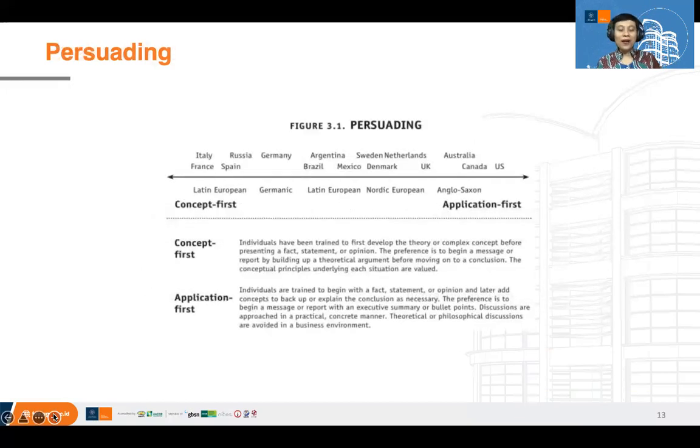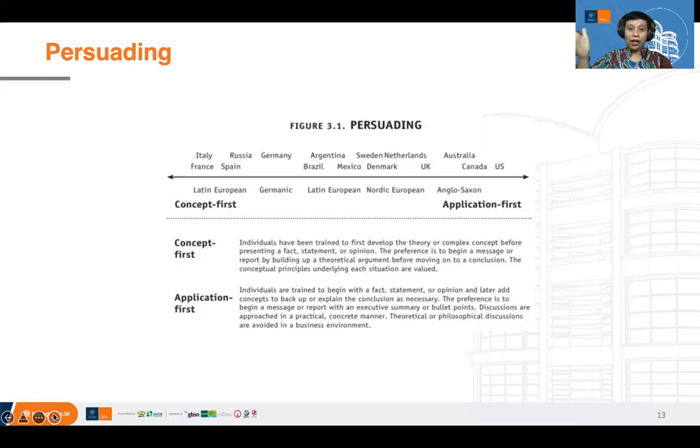The third one is about the behavior to persuade others. In one specific cultural background, they can persuade others by telling the concept first. So what is the background? What is the concept? What are the theories? And finally, what is the recommendation? In the different position, people can also provide persuasion by using the application first. So setting the recommendation first, and afterward providing more reasons why they put that thing as the point of recommendation.